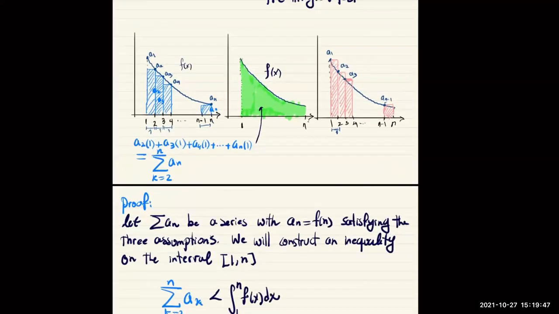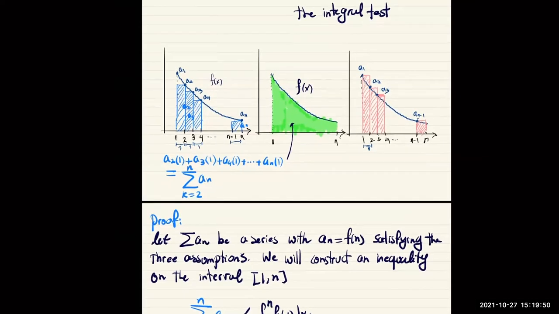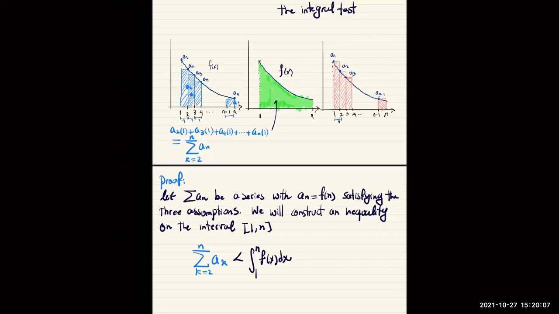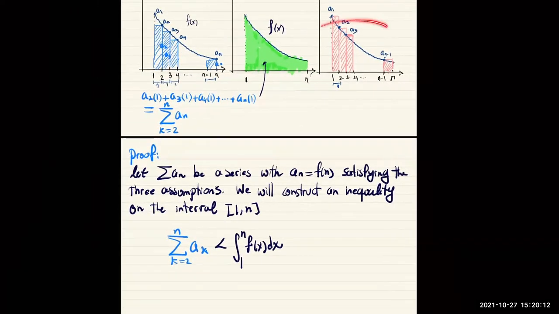Okay, so since these rectangles are inscribed, they're below the curve, then the actual area is more than the sum of the area of these rectangles. Now we can find a right bound for our integral from 1 to n using this picture, because these rectangles are circumscribed. They are above the curve.